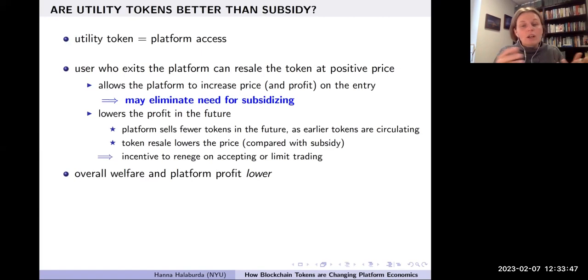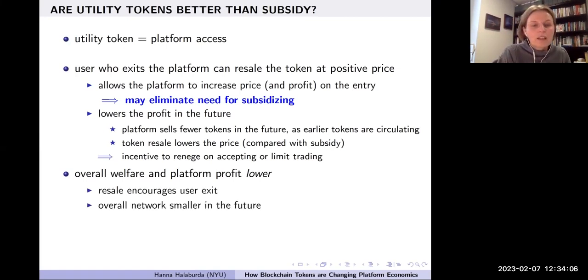So the reason why the platform profits are lower, intuitively, is that if the overall welfare is lower, and in fact, as I'm going to show you, the users are getting a bigger chunk of this welfare, then there's just less left for the platform. Okay, so why is the overall welfare lower? And this is because resale encourages user exit to a larger extent than subsidy does.